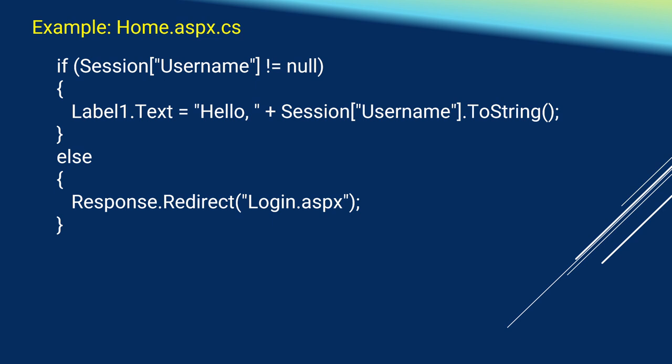Here is a safer way to retrieve session values. Always check for null to avoid exceptions. If no session is found, redirect to the login page. To log out a user and clear all session variables, call Session.Abandon and redirect them to the login page. This ensures no sensitive data is left behind.